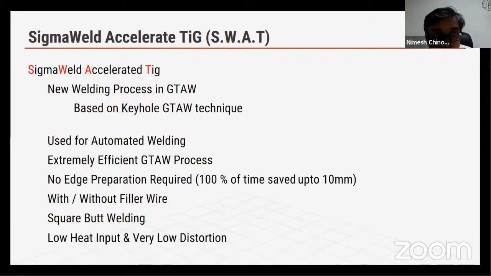So we are talking about something called S.W.A.T, or SigmaWeld Accelerated TIG. It's a welding process based on keyhole technique. We generate a keyhole. It's an automated, extremely efficient TIG process, no edge preparation required, 100% of time saved, up to 10 millimeter thickness. You can weld with or without filler wire. It's a square butt welding, very low heat input and very low distortion.